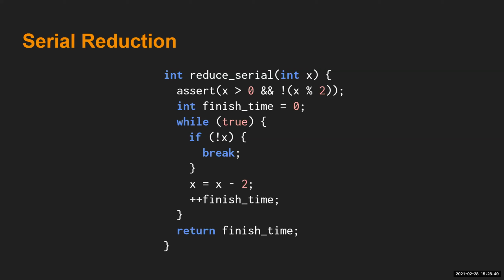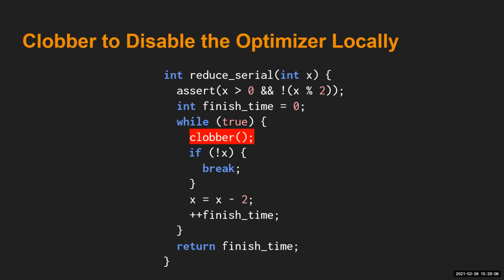So what we want to do here is to somehow disable the optimizer. Now, the problem is, of course, you don't want to disable the optimizations because then you're going to have stack loads and stores everywhere, and it's going to be horrible. It's not going to be representative either. So what we want to do is disable the optimizer very locally. We want to put something that's usually called a clobber.